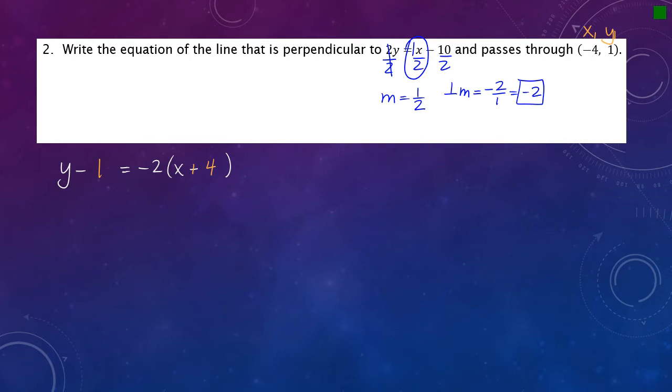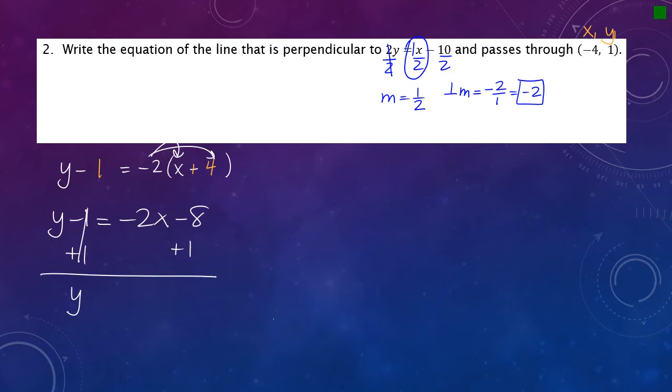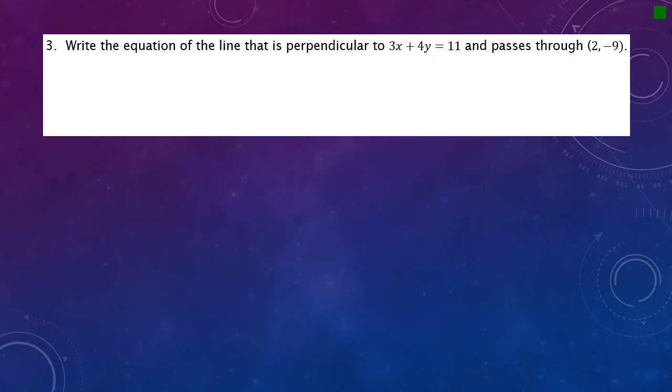So now we have to distribute and simplify. So I have y minus 1 equals -2x, and then -8 because I have a -2 times a positive 4. I'm going to add 1 to both sides, and I end up with y equals -2x minus 7, and that's my final answer.